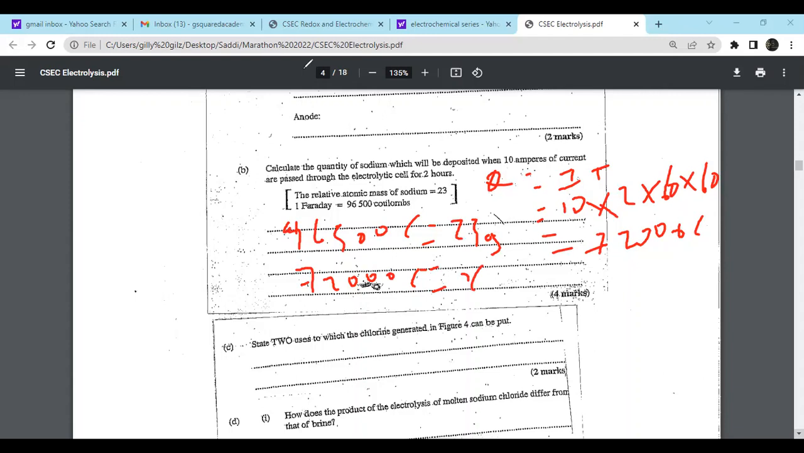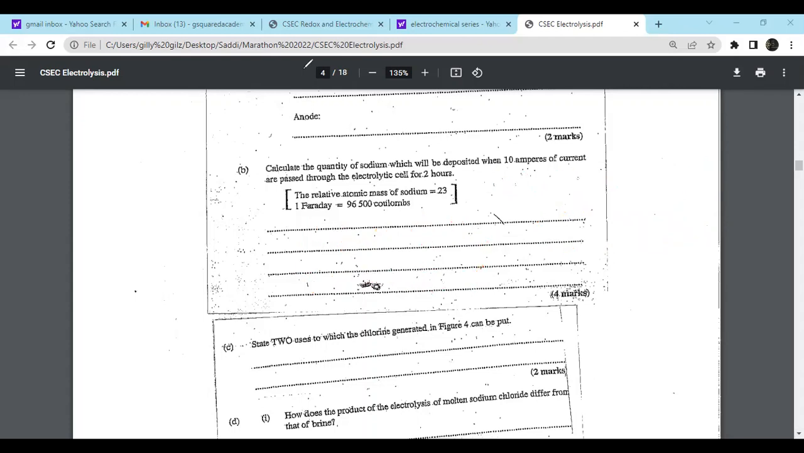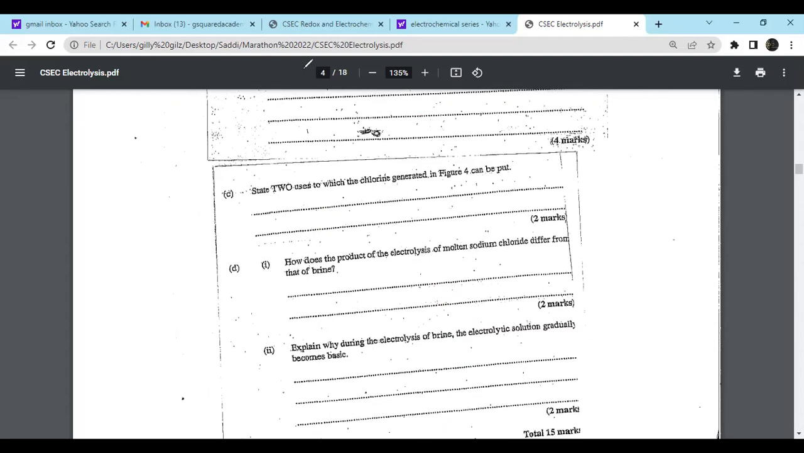And that's that. State 2 uses to which the chlorine generated in figure 4 can be put. In other words, what do we use chlorine for? This is nice stuff. Chlorine is used in bleach, isn't it? Chlorine is used for cleaning pools. Chlorine is used for disinfecting water. So you can say any of those things.